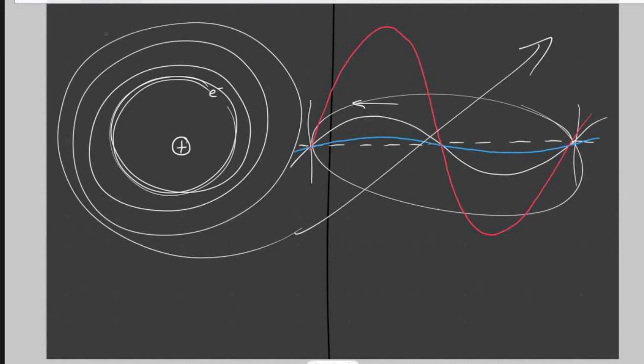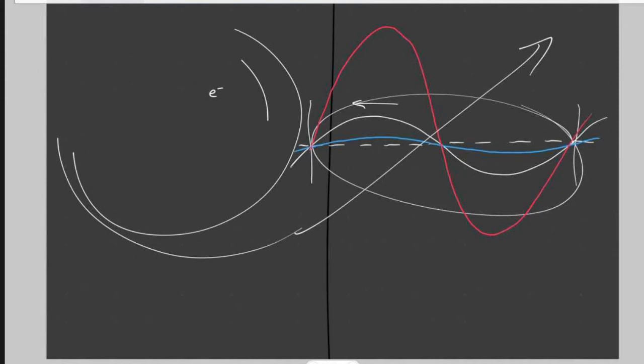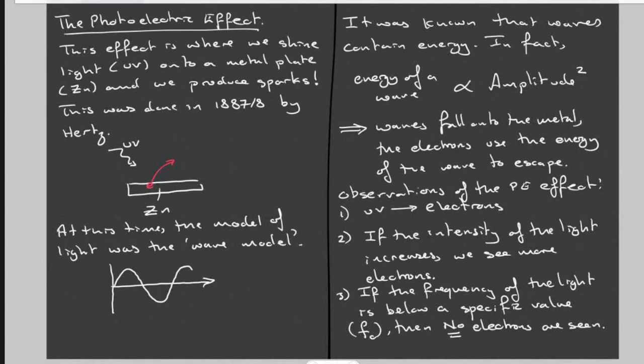So if we think about this, we have a few problems with the observations of the photoelectric effect. Let's get back to the observations that we discussed. We discussed 4 observations. 1, the photoelectric effect itself. Light goes in, electrons come off. That was quite easy, as we said before. Waves have energy, the electrons use the energy to escape.